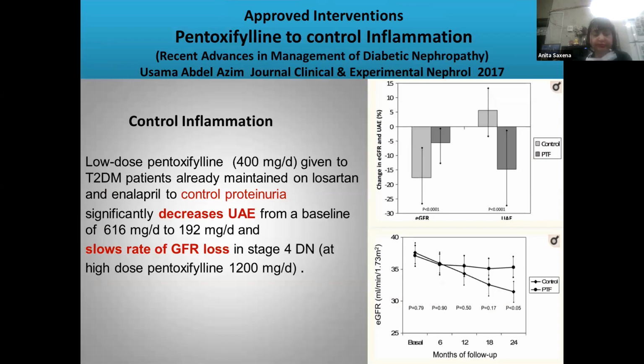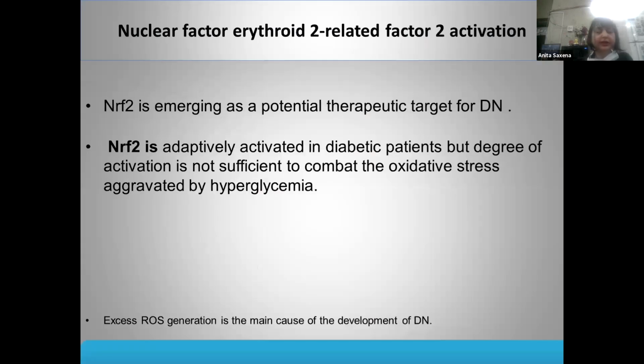Studies have shown that low dose pentoxifylline given to type 2 diabetes mellitus patients already maintained on losartan and enalapril to control proteinuria significantly decreases urinary albumin excretion from a baseline of 616 milligrams per day to 192 milligrams per day, and slows rate of GFR loss in stage 4 diabetic nephropathy on high dose.